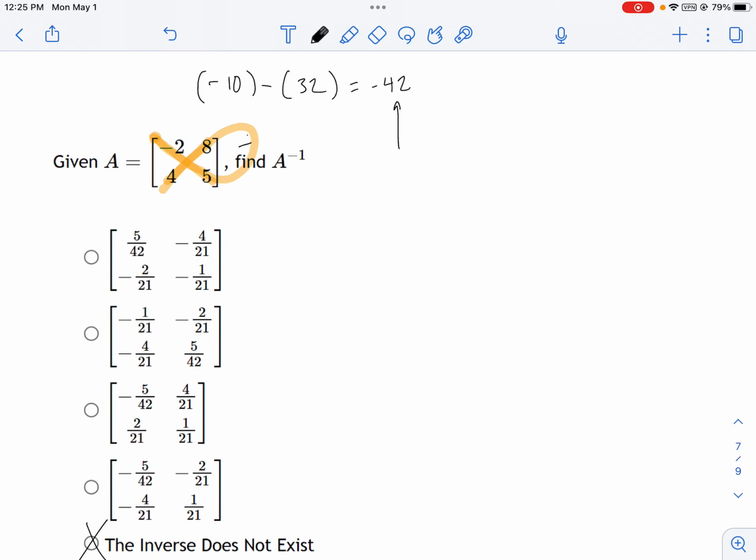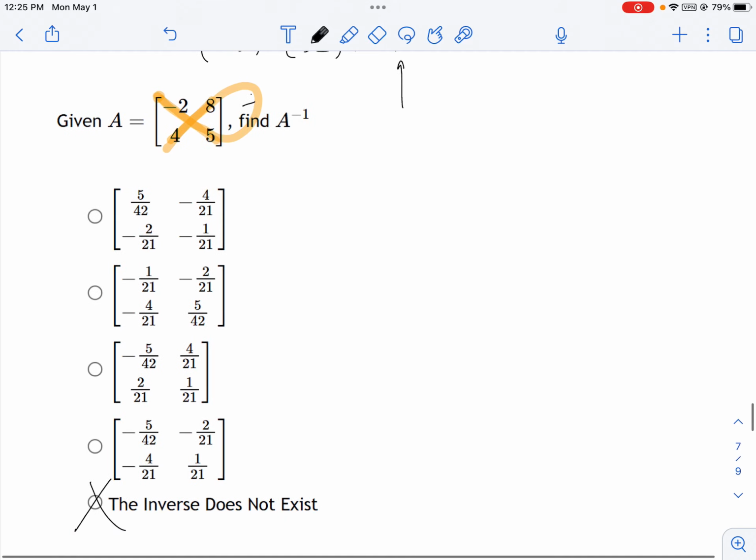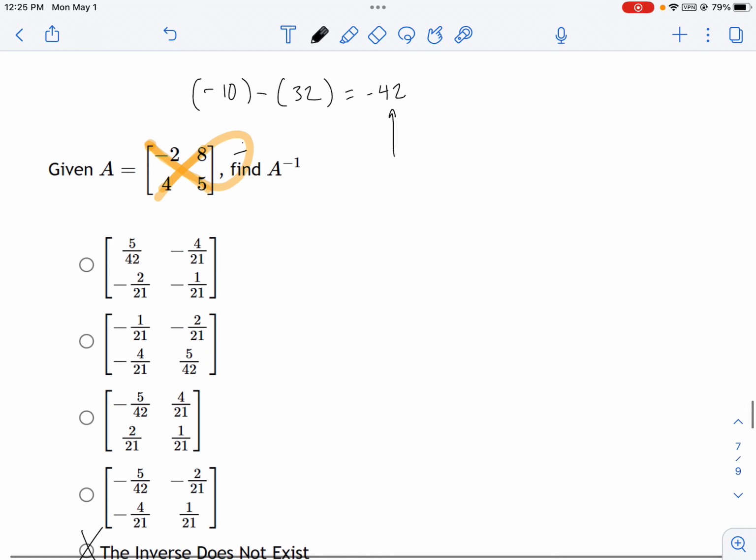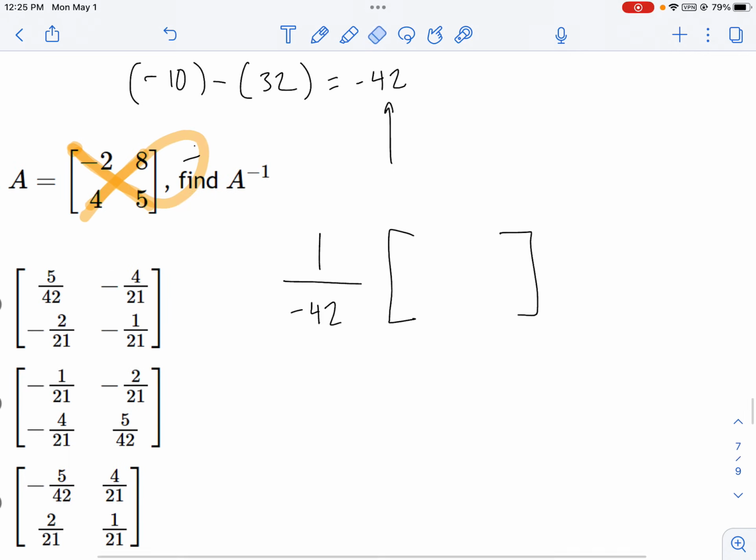Okay, now looking at our answer choices, how do we go from here? Well, finding the inverse of a 2 by 2 matrix actually isn't that hard. All you do is go 1 over the determinant, which we now know is negative 42, and we multiply that to a rearranged 2 by 2 matrix. So what we do is remember that you switch the places of the numbers on your main diagonal. So that would be 5 and negative 2, switch places.